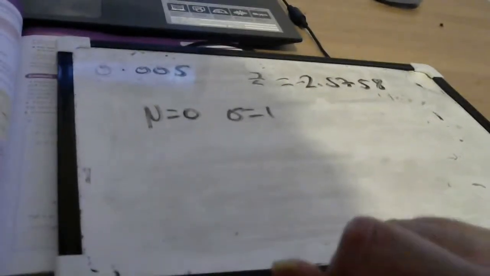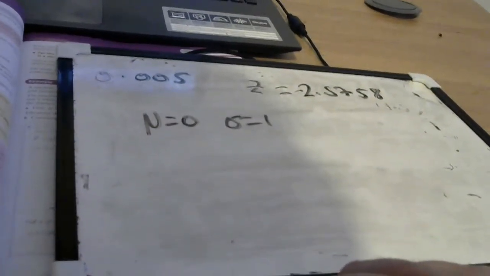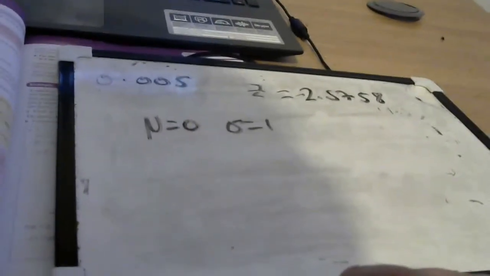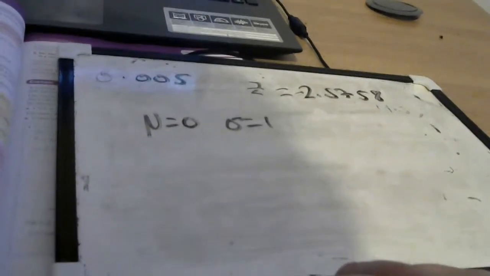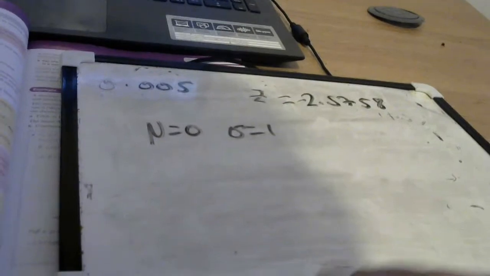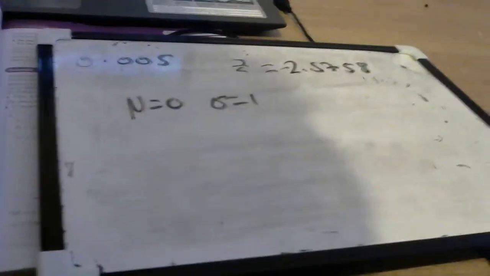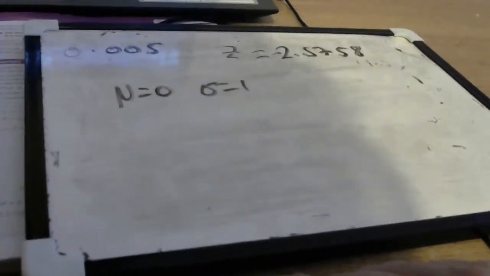How would you do it on the calculator? Again, it's area, isn't it? Well, actually, no, hold on a minute. You already know the area, so it'd be inverse normal, wouldn't it? So 0.005, mu equals 0, sigma equals 1. Feel free to do it on a calculator, because the calculator is no slower, especially if you haven't got the formula booklet with you.